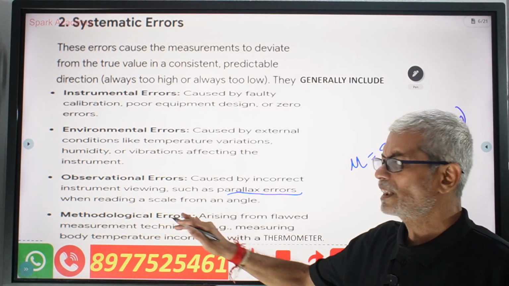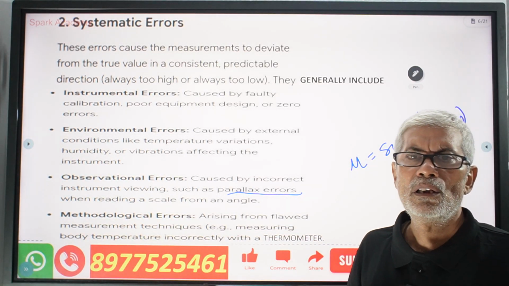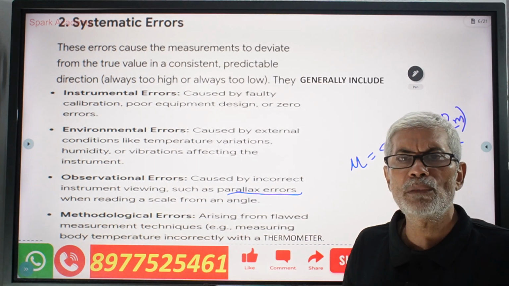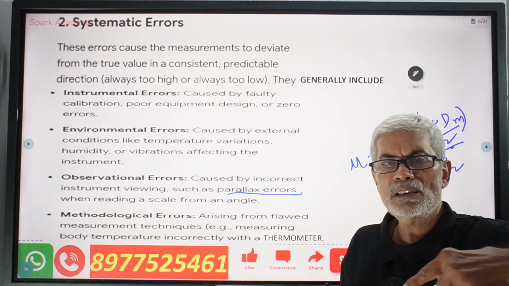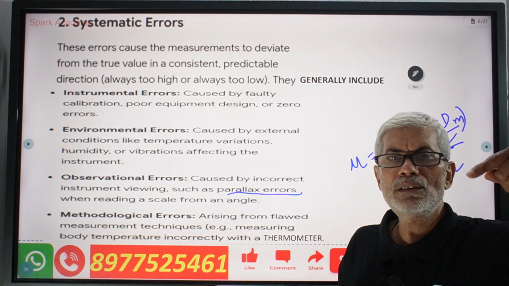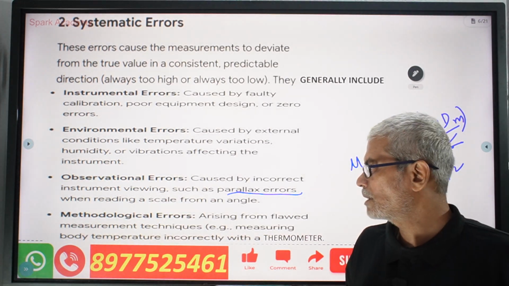Methodological error, where some method is wrong. Sometimes you measure the temperature. Suppose you get fever, you take a thermometer and put it below your armpit. That is a wrong measurement. Whenever you put it under the armpit, you have to add; the doctor says you have to add 1 degree more. The correct way is to put that thermometer below your tongue. Then you can measure accurately.